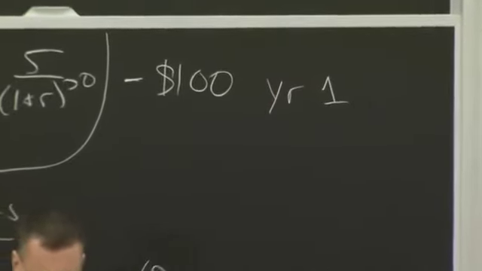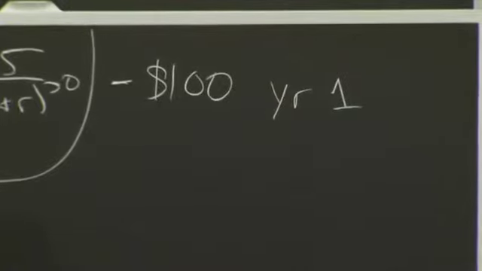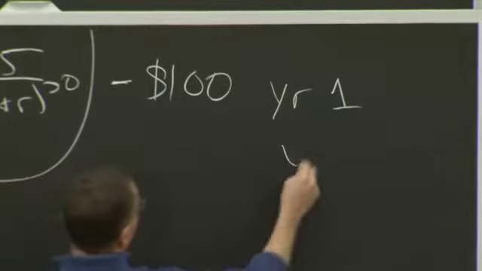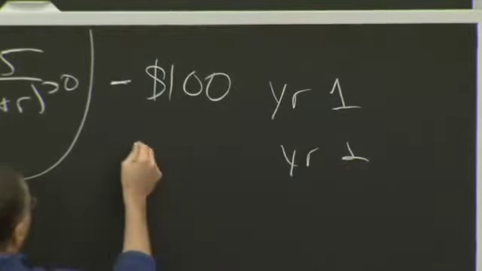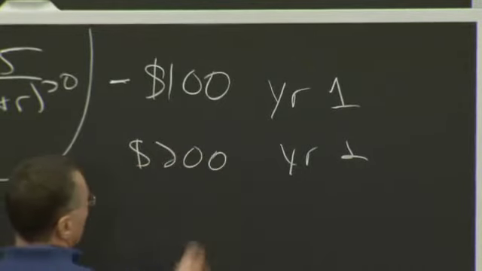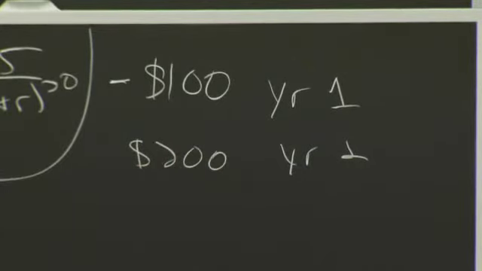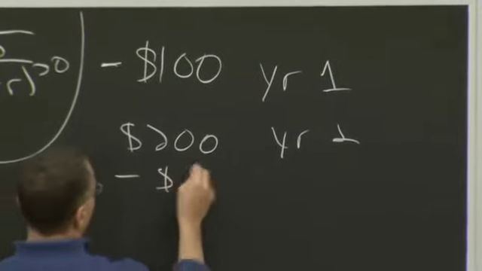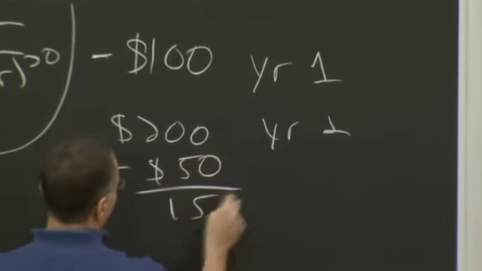But in year 2, you're going to earn $200 from that machine. Okay? Minus, you're going to have a $50 maintenance on the machine. So $150 in year 2.